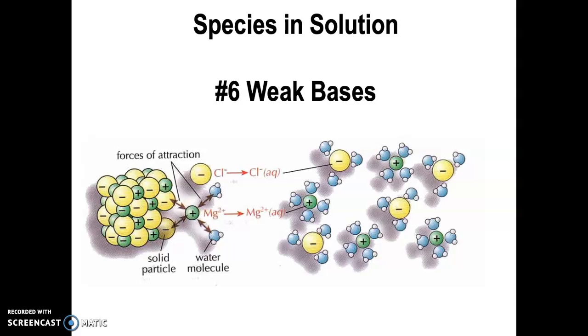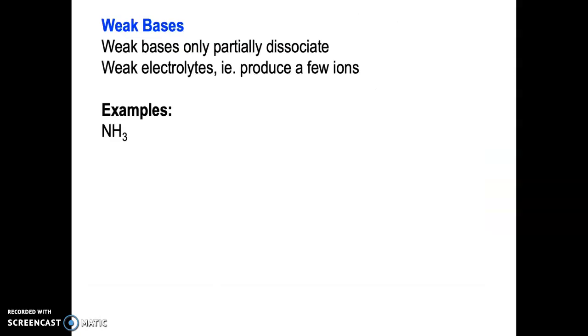This is the 6th video in the series of species in solution, and in this video we'll be looking at weak bases. Points to note, which are very similar to the weak acids. Weak bases only partially dissociate, which means they only produce a few ions, which makes them weak electrolytes, and as a result they're going to be weak conductors as well.